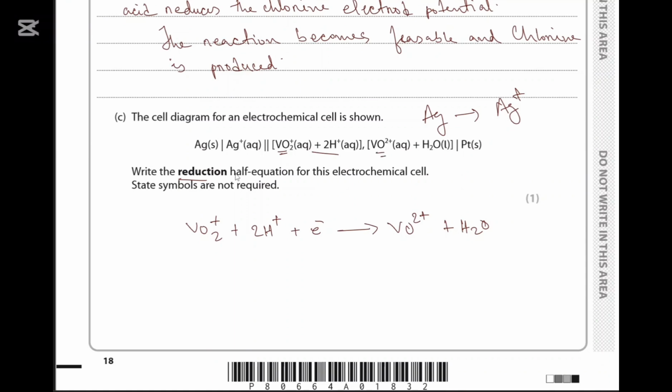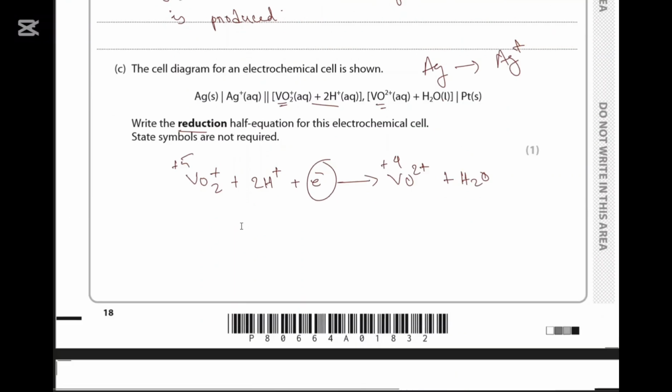Why only one electron? Because the oxidation number of vanadium was plus 5, and here it is plus 4, right? So the oxidation state reduced by 1, therefore it has to gain 1 electron.